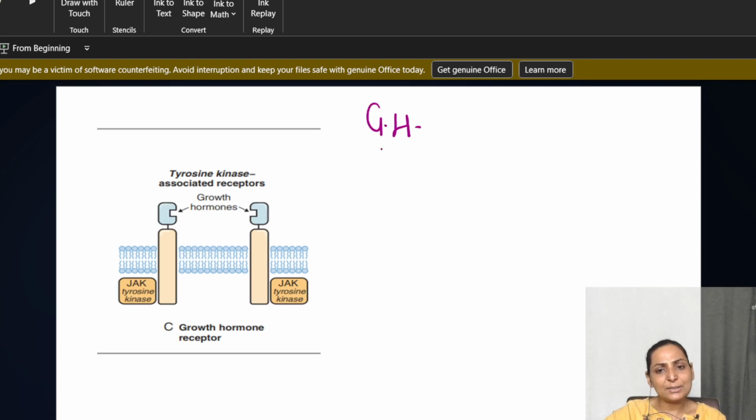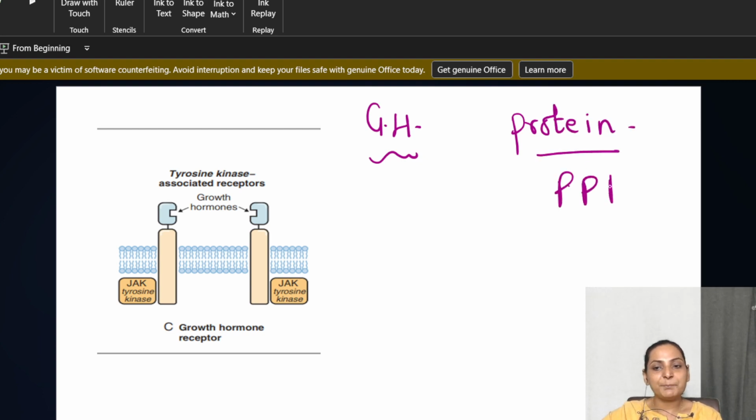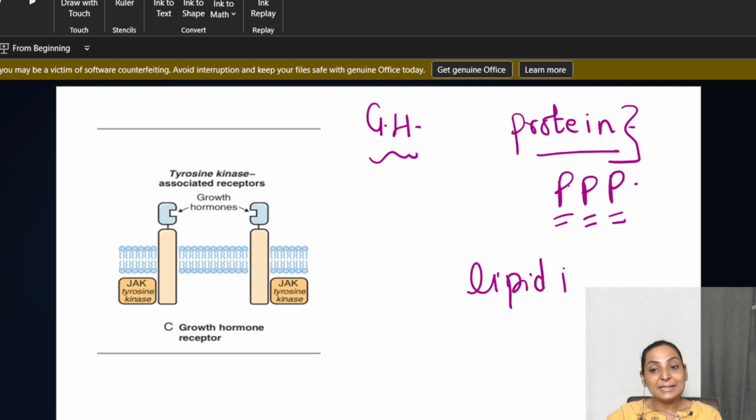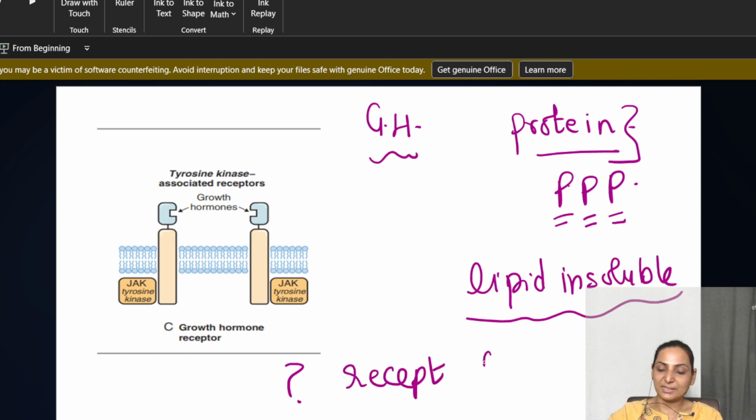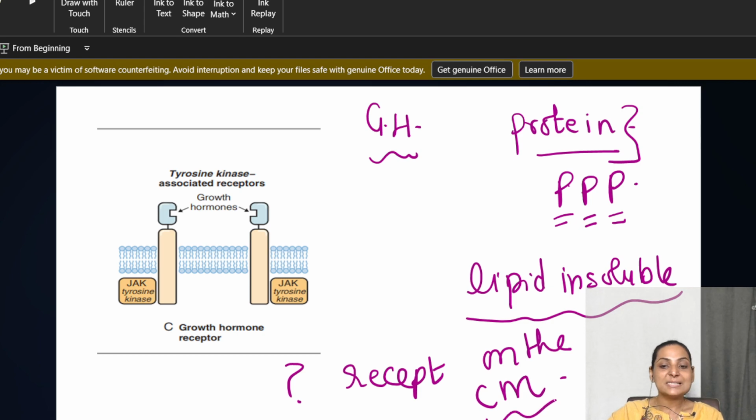Whenever you are studying any hormone, I always tell you, the first thing you have to remember is which type of hormone it is, that means lipid soluble or lipid insoluble. This is a protein hormone. PPP: hormones coming from the pituitary, pancreas and parathyroid are protein hormones. Clear? Because it is a protein hormone, it is lipid insoluble. Lipid insoluble means it cannot penetrate the cell membrane. So the question: where are the receptors? The receptors definitely are going to be on the cell membrane.